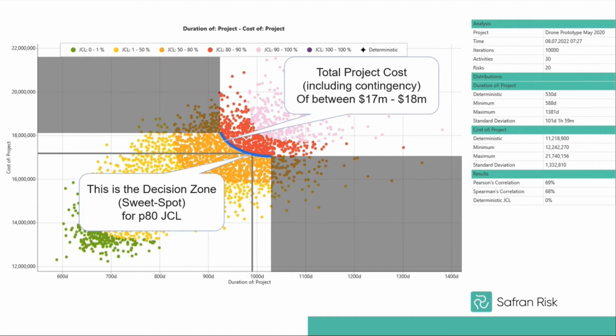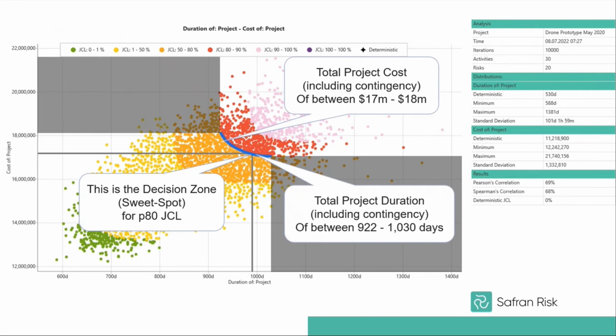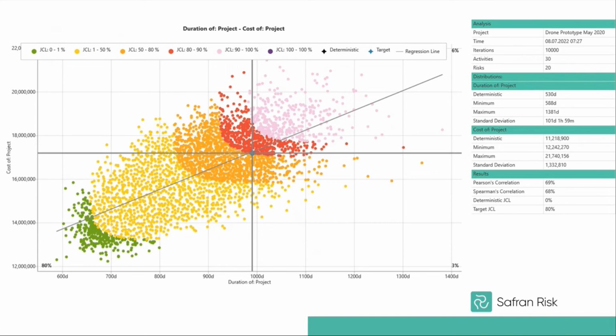Now, we only need to realistically consider $17 to $18 million total cost versus 922 to about 1,030 days total duration. And if you need a neutral starting position as a proposal for your senior management team or your board of directors, then just overlay a statistical regression line of best fit and see where it intersects with the necklace at whichever p-value your organization prefers to use, commensurate to the maturity level of the available project data.